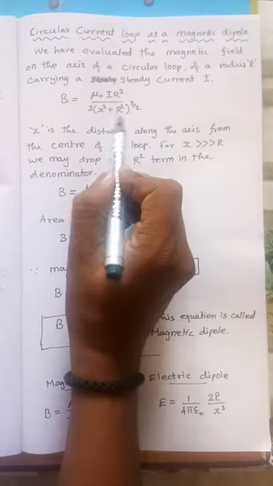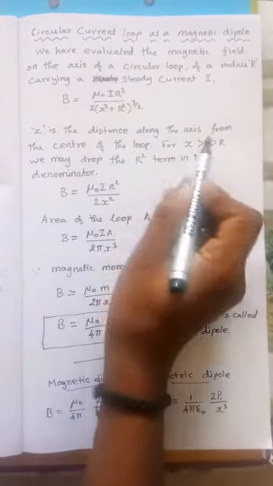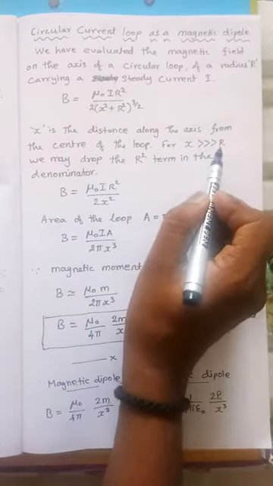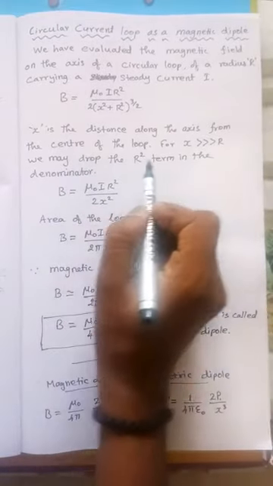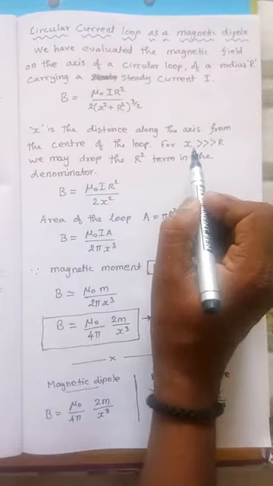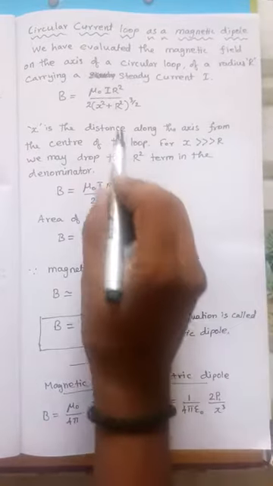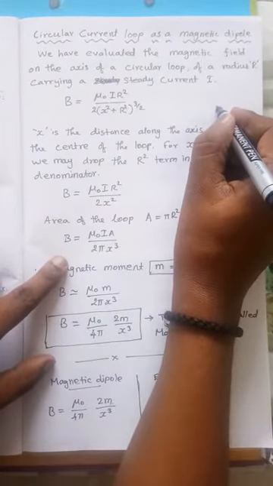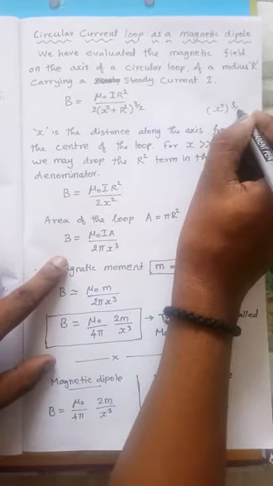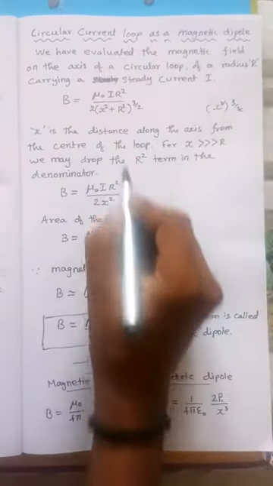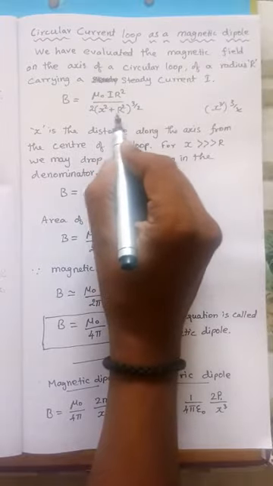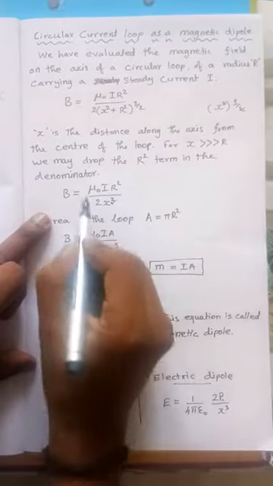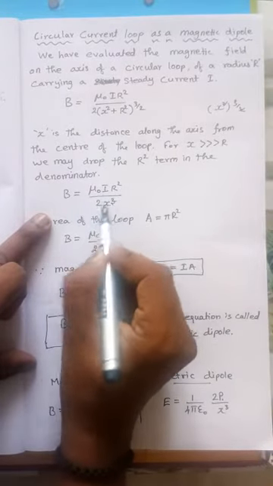R is the radius of the coil. Here x is the distance along the axis from the center of the loop. For x very much greater than r, we may drop the r square term in the denominator. If x is very much greater than r, r square is neglected in the denominator only. So the denominator becomes x square whole power 3 by 2, the 2 cancels, and it becomes x cube. So here B is equal to mu naught I r square by 2x cube.